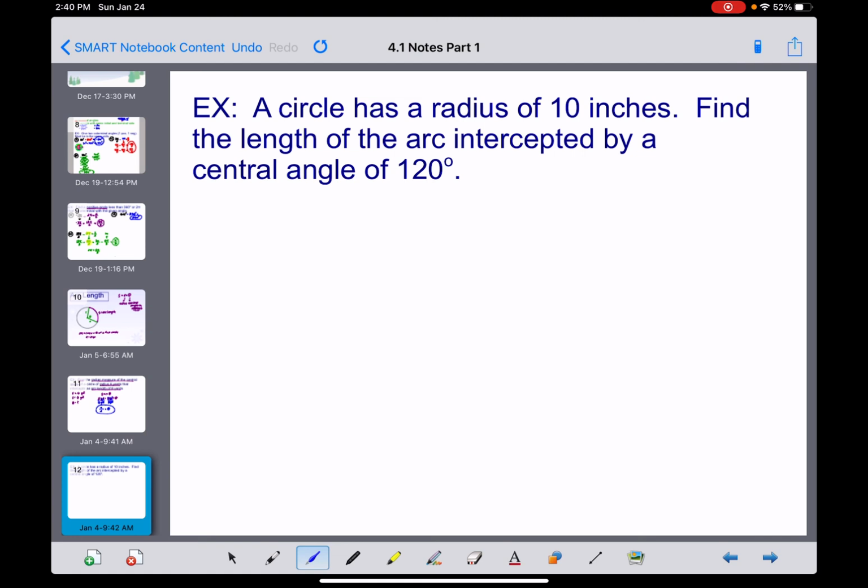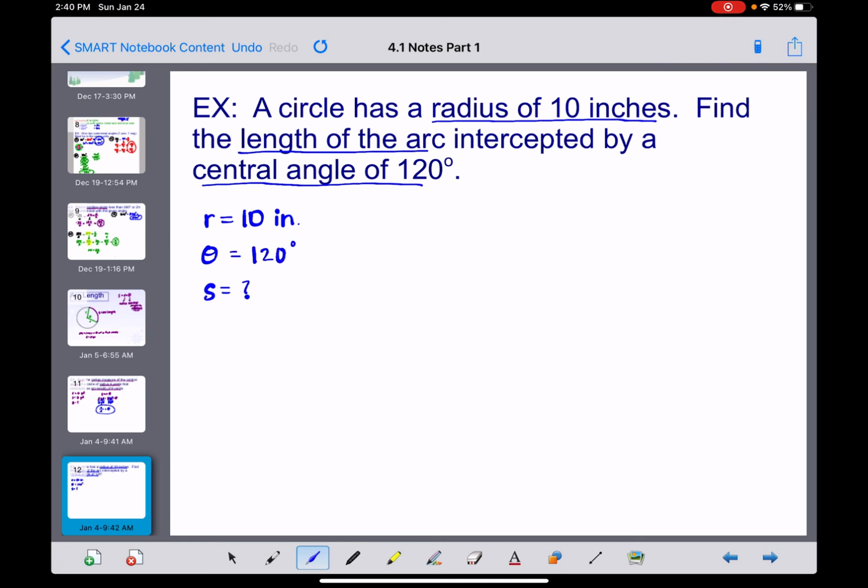Okay, the last one here, we have a circle that has a radius of 10 inches. We want to find the length of the arc intercepted by a central angle of 120 degrees. So again, we're going to write out what we know. We have a radius of 10 inches, so R equals 10 inches. Make sure you keep the label. We're looking for the length of the arc, so I'm going to leave a little space. We don't know what S is. That's the length of the arc, intercepted by a central angle of 120 degrees. So that's theta, 120 degrees.